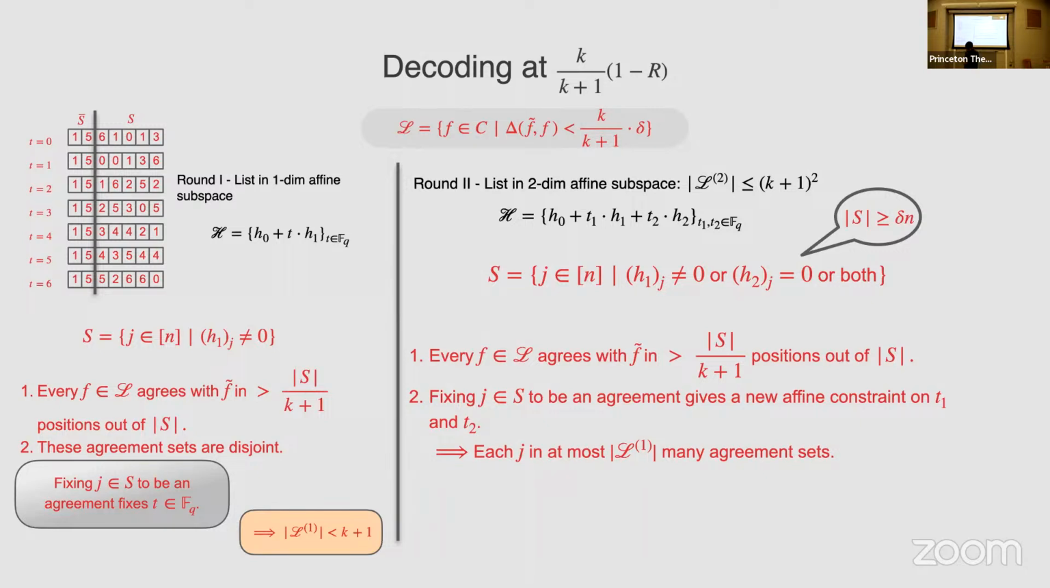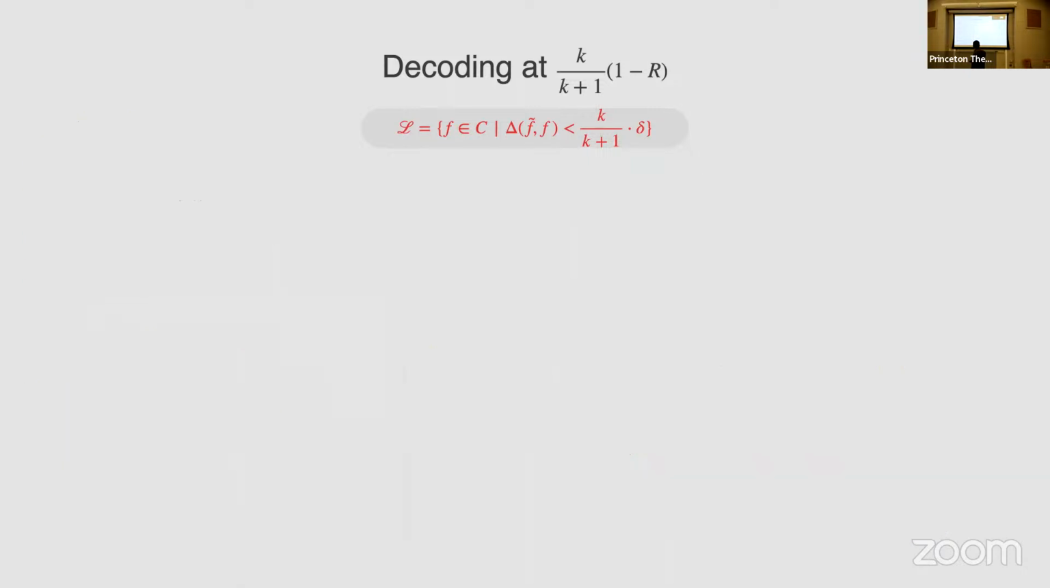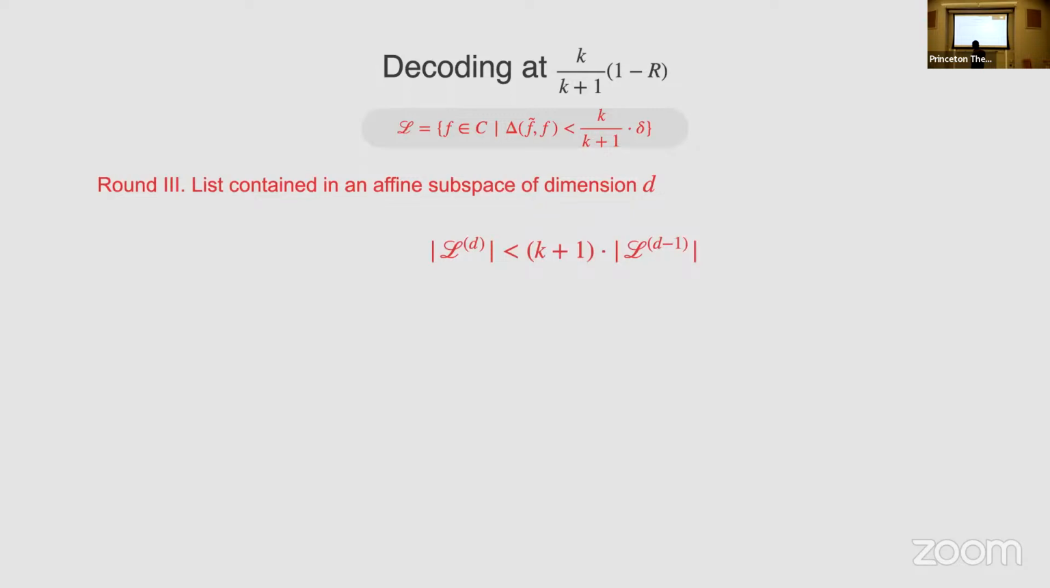Okay. Is this okay? And then again, we do the same argument, we'll get that L2 is at most k plus 1 times L1. In general, we'll have this induction that LD is always going to be k plus 1 times LD minus 1. And with this, we can prove that LD in general is k plus 1 to the d.